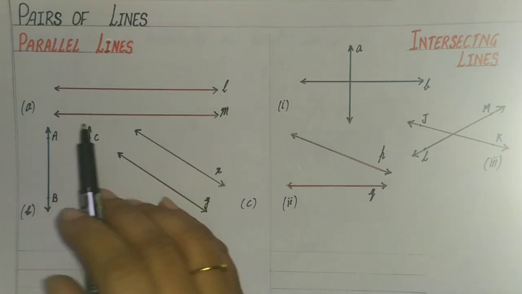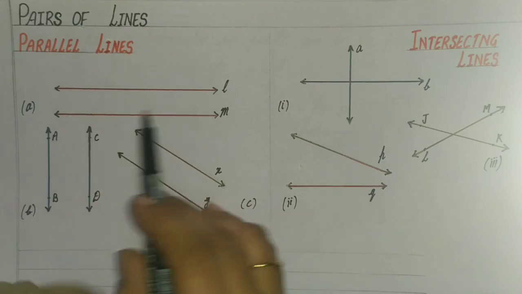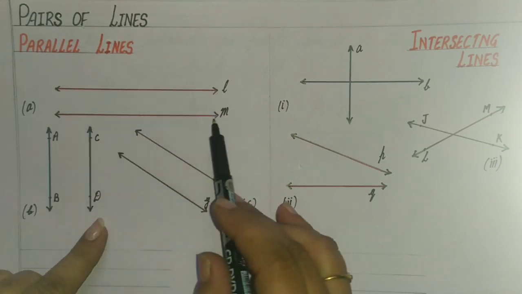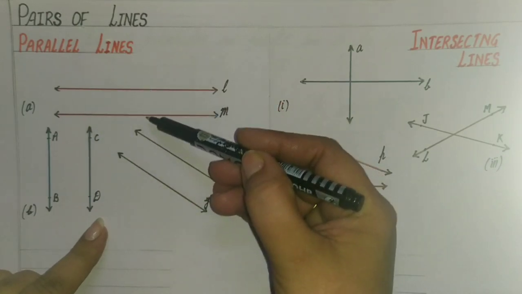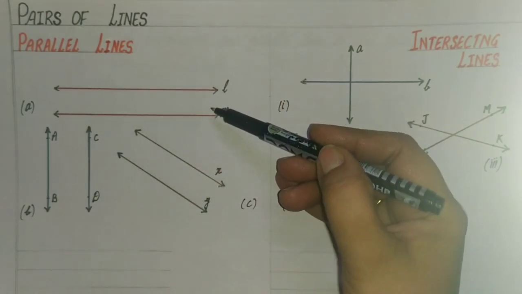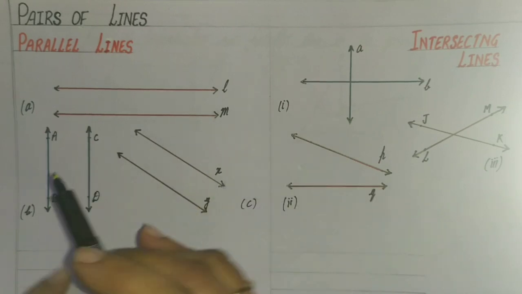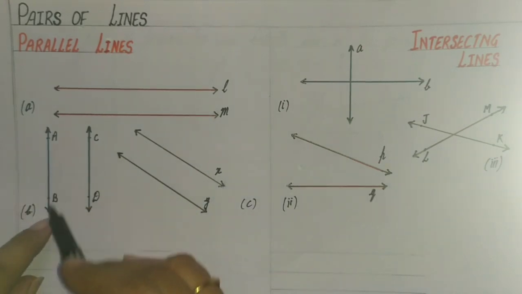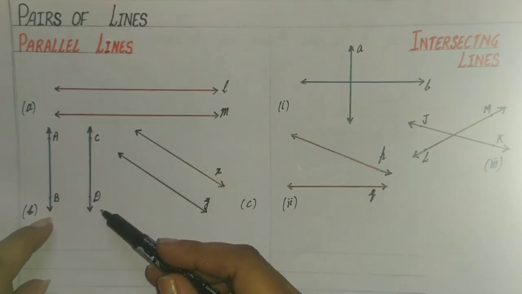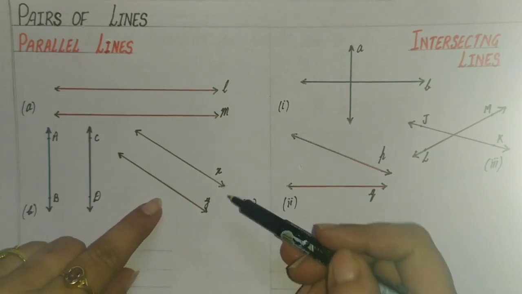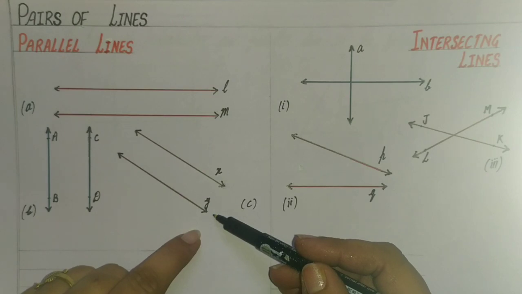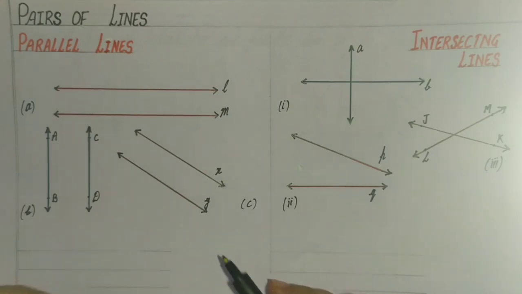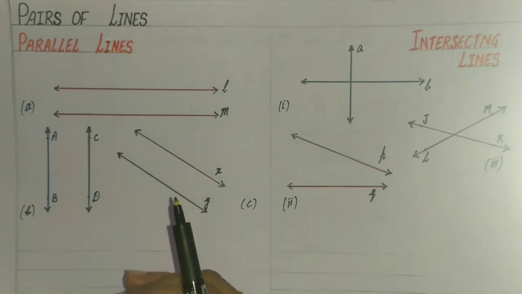Have a look at the figure. Here in the first one, line L is parallel to M since the distance between these two lines remains the same everywhere. In the same way, in part B, AB is parallel to CD, and in part C, line X is parallel to line Y. Now, coming to the intersecting lines.